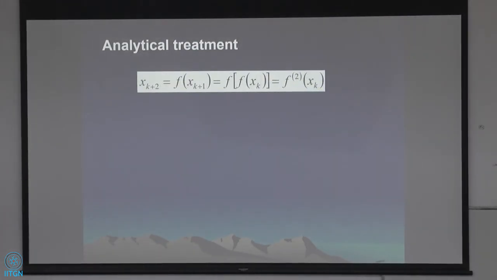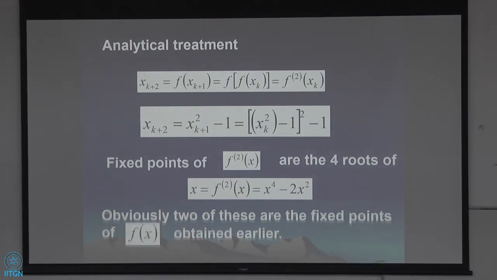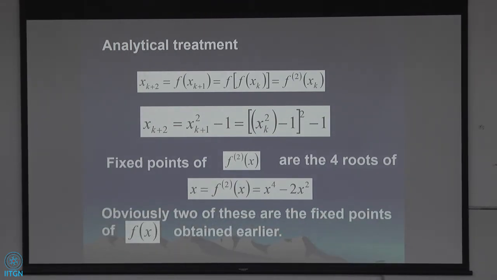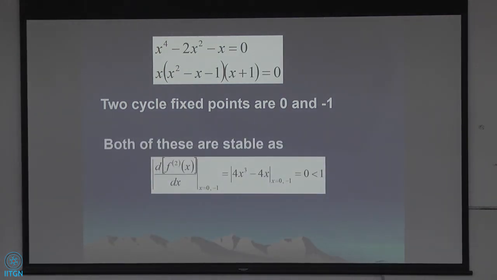So, analytical treatment is this. We take the map of a map, but that is too much calculus, let us forget it. So, 2 cycle fixed points are 0 and −1, and these are also fixed points of the one cycle. Something that is a fixed point of a one cycle obviously will be a fixed point of 2 cycles. Both of these are stable. 2 cycle fixed points are stable. 1 cycle fixed points both were unstable. So, it showed a periodic 2 cycle behavior.